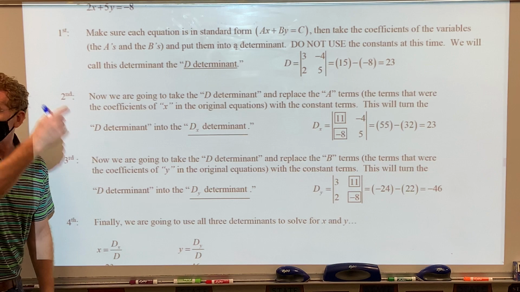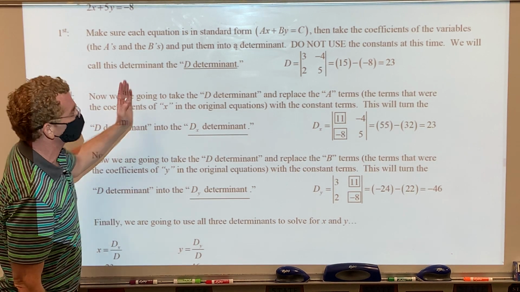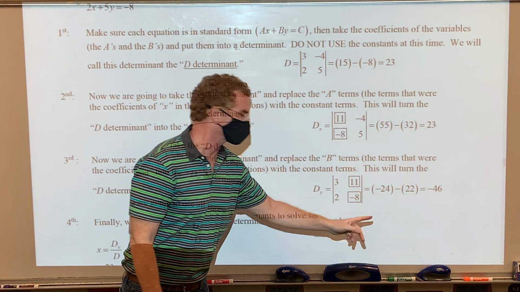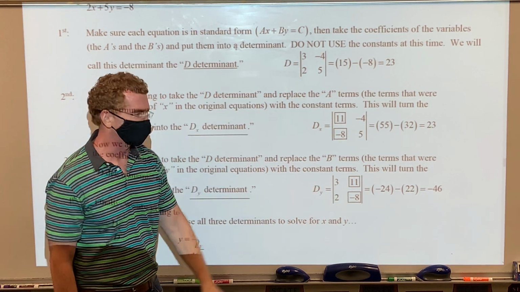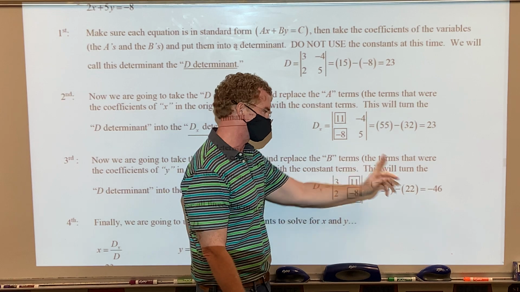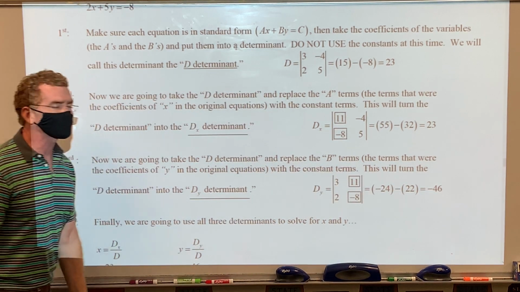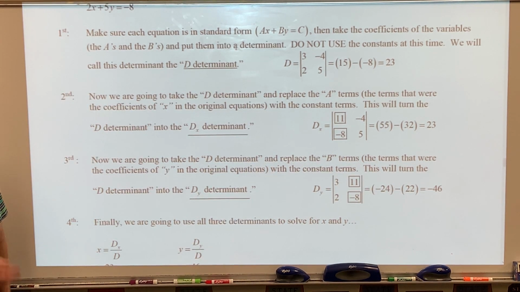So, wherever the y coefficients were, which is the second column, I'm going to replace those with the constants. And just leave the x's from the original problem the same. And then I'm going to evaluate that. -24 minus 22 is -46. And when I'm done, I'm going to take those 3 determinants, and I'm going to determine what x and y are from those 3 values.